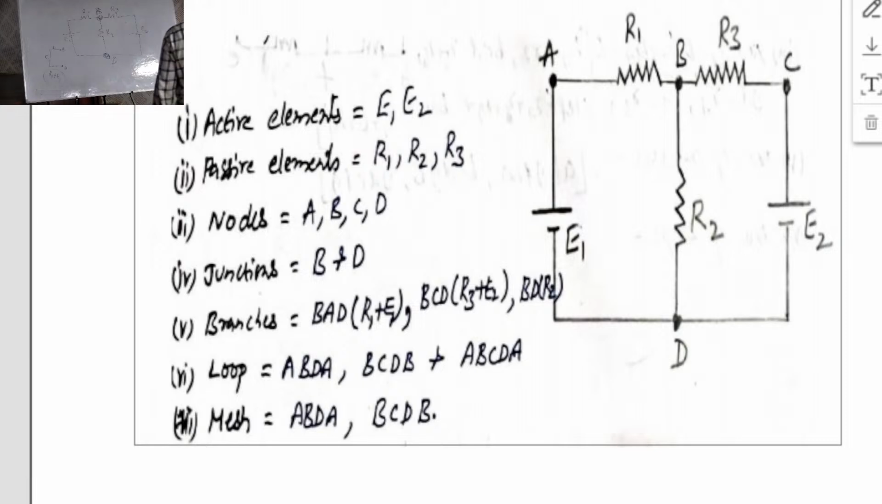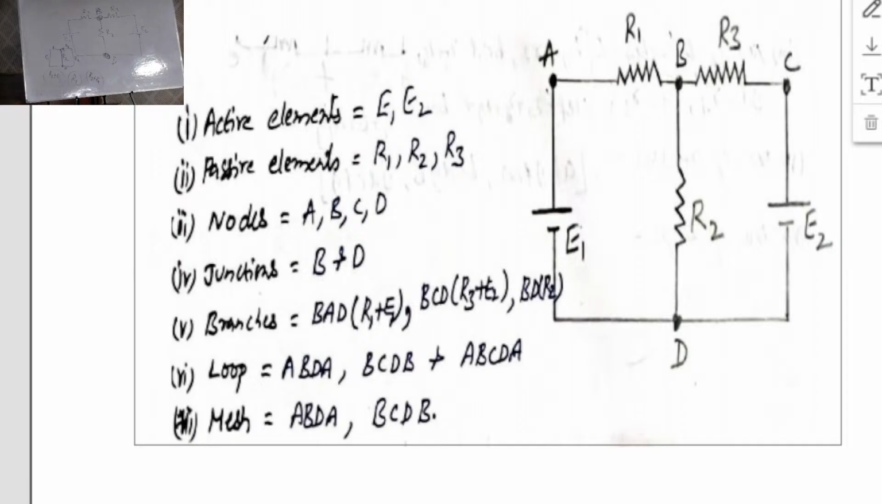Second branch, can I say B to D? Which lies between two junction points. R2 is the second branch. The third branch lies between two junction points: R3 plus E2 is called the third branch. This is how to find the branches for the given circuit. So how many branches? The answer is 3 branches.